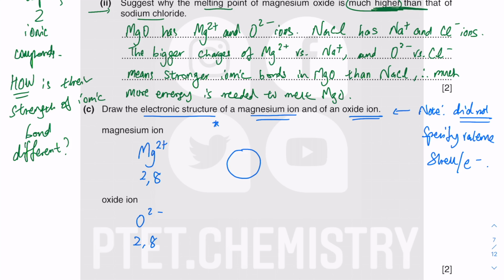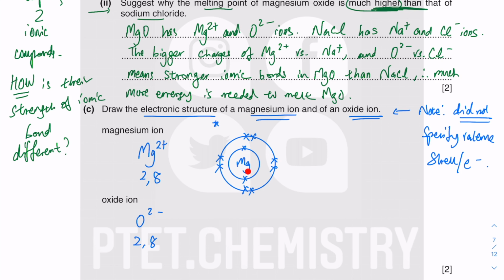So I'll start by drawing the Mg first, and then I know there are two shells, the first shell and the second shell, completely filled. So I use cross for Mg. You can use dot if you want to, but you have to use the other one for the other ion. If I use cross for Mg, I'll have to use dot for oxygen. It's called dot and cross. I draw in pairs because they are nice and easy to count.